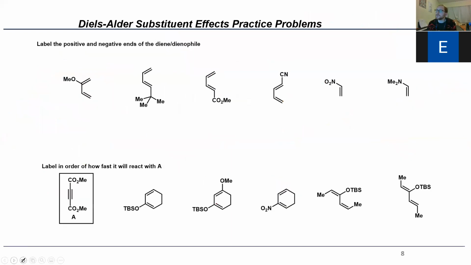Okay, so we're going to do another practice problem here on Diels-Alder substituent effects. And we're going to have to do this one kind of quick because we are running up on time. And so let's say like 7 minutes, maybe 6 minutes or 5 minutes. So work on those, and then we'll come back in a few minutes and talk about the answers to this.